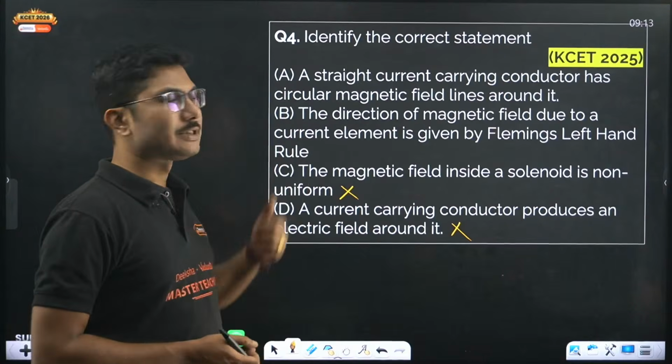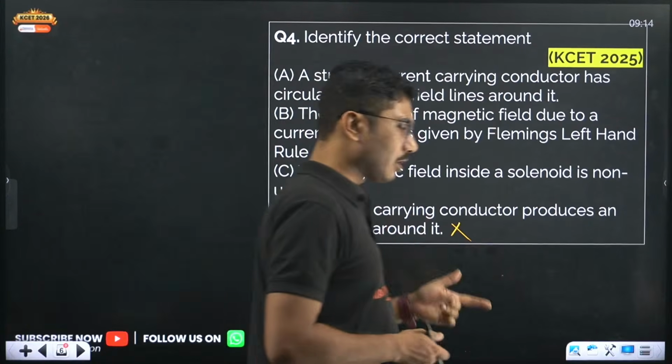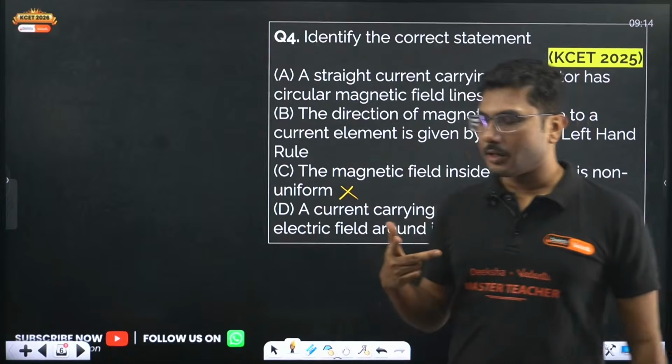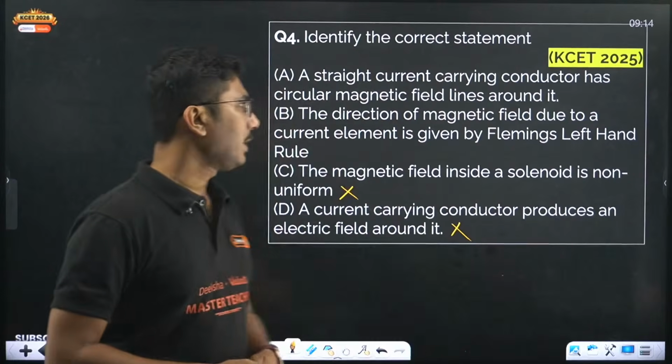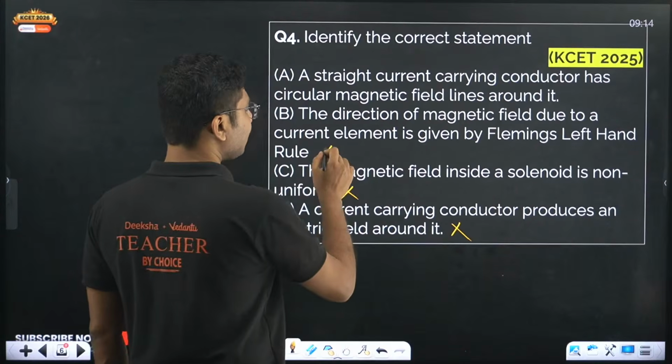So Fleming's left-hand rule is called the motor rule, and the right-hand rule is called the generator rule. Okay, so definitely this is not correct.